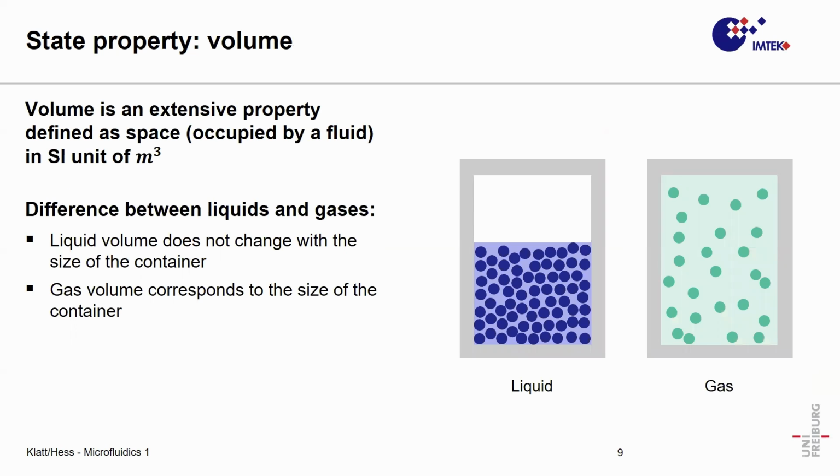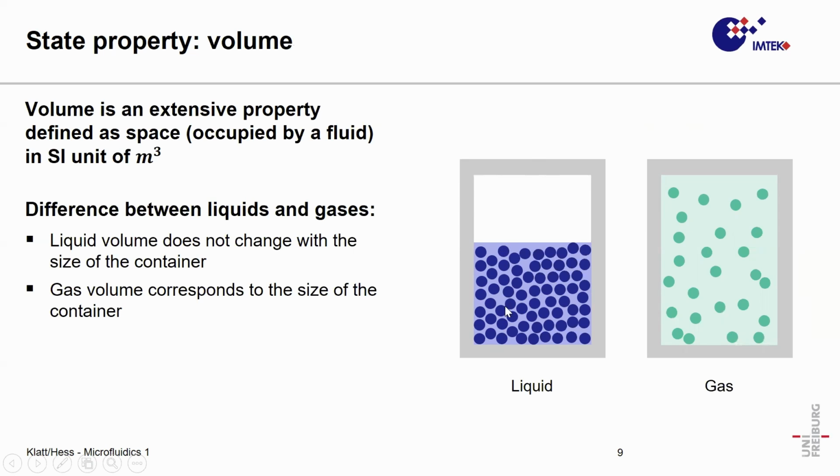The next property would be volume. Volume is an extensive property defined as space, for example, occupied by a fluid or gas. And we already discussed this difference between liquids and gases. And one of the main differences is that the liquid volume does not change with the size of the container. So if you would double the width of this container, the volume of the liquid would be the same.